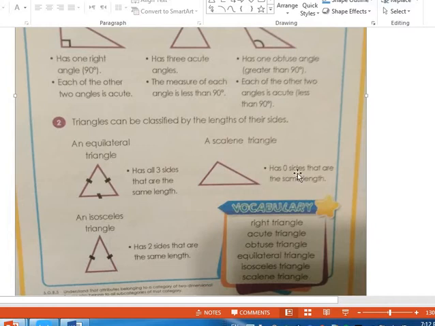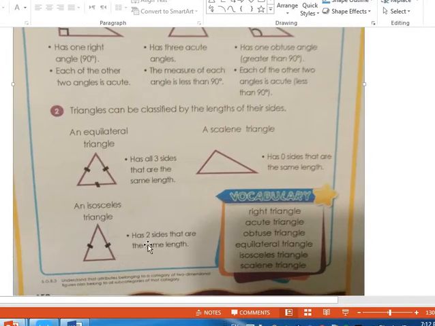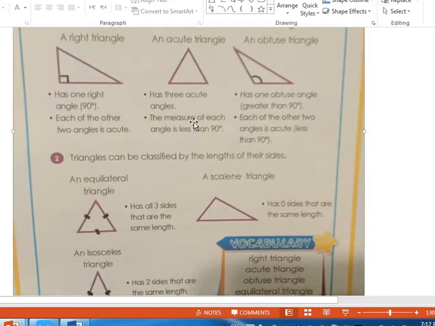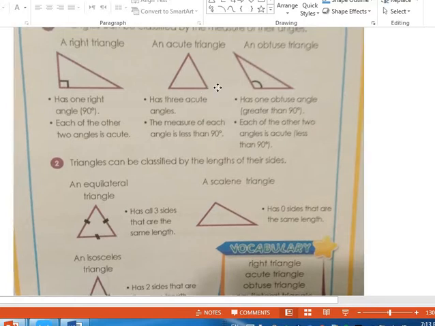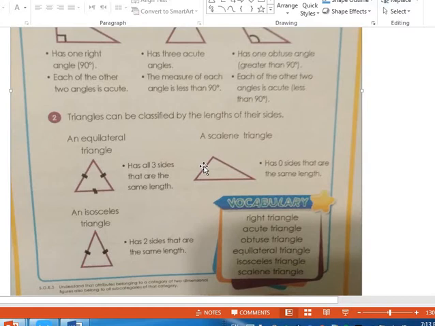And then a scalene triangle has zero sides that are the same length. No sides here are equal in length. Here I have the isosceles triangle. The isosceles triangle has only two sides that are the same length. So I have to know how to classify my triangles according to their angles, as I told you, and according to the sides.